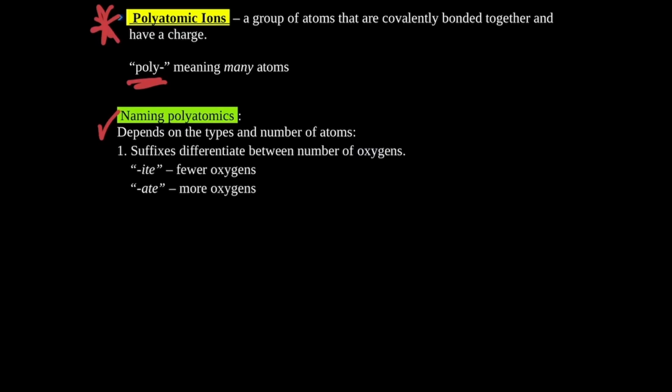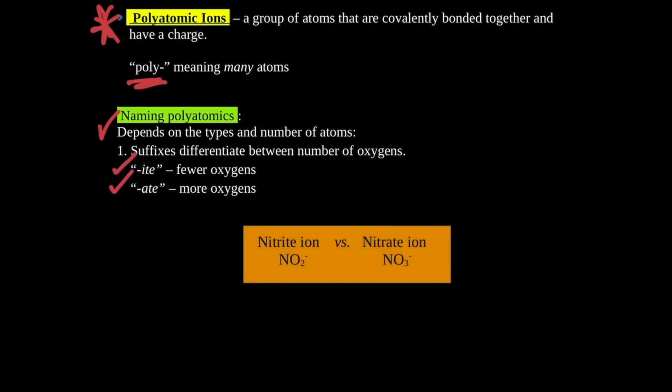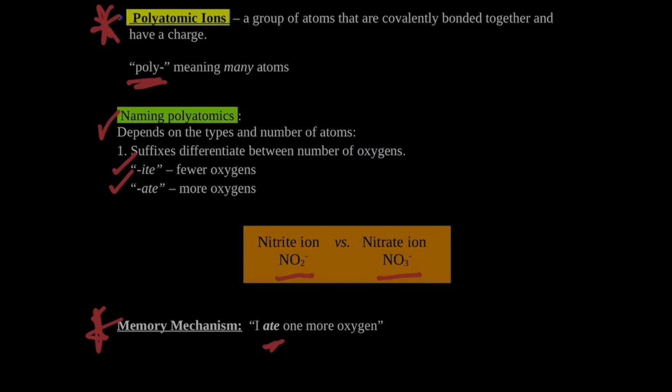So we can have the suffixes that differentiate between the number of oxygens. You can have an ITE ending, which means fewer oxygens, or an ATE ending, which means more oxygens. So if I look at nitrate versus nitrite, we have nitrite, NO2 minus, and nitrate, NO3 minus. If you want a memory mechanism, here I go: I ate one more oxygen. The ATE, I ate one more oxygen. So the nitrate has NO3, one more oxygen than nitrite.